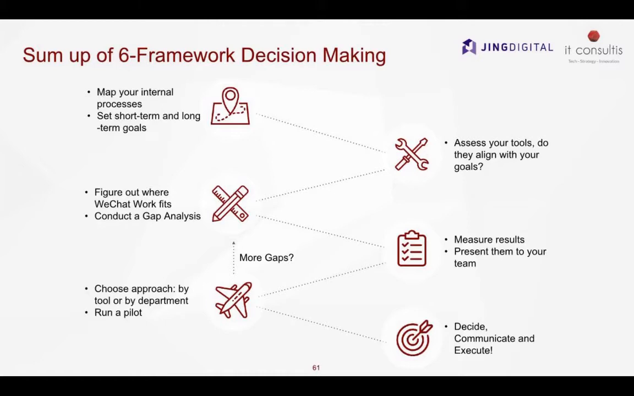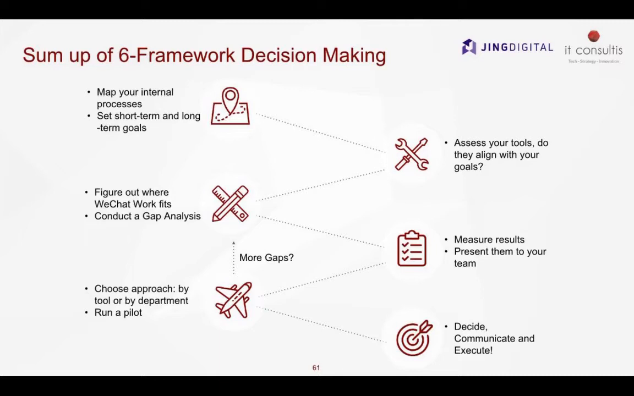So after this, we can determine where the gap is. We know what our current operations look like. We know the tools that we're using for our current operations. And so we can see whether or not there's a gap, and we can see whether or not WeChat Work can fulfill this gap. After that, we would work on measuring all of the results. After that, we would choose an approach.